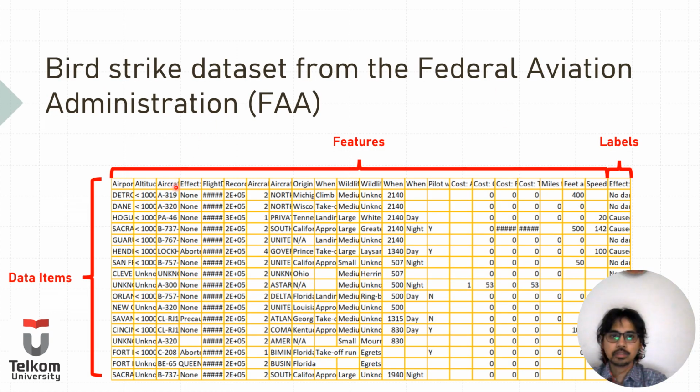So this is our bird strike dataset. It is from the Federal Aviation Administration. However, we downloaded the dataset from Kaggle. This dataset has 65,611 data items. It also has 18 features, one of which you can see here, and it has two labels. The output is the effect, and there are two labels. The first label is no damage caused, and the second label is damage caused by the bird strike.